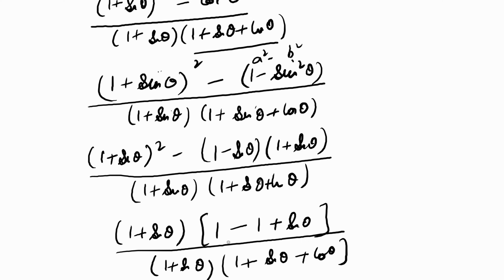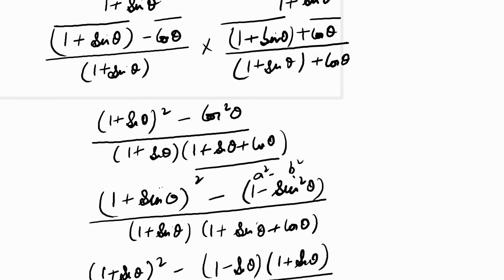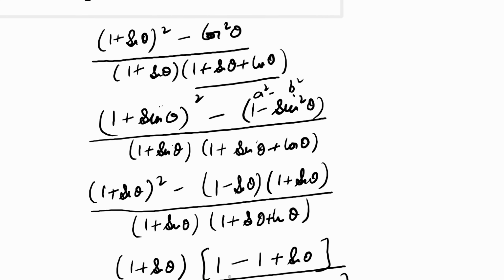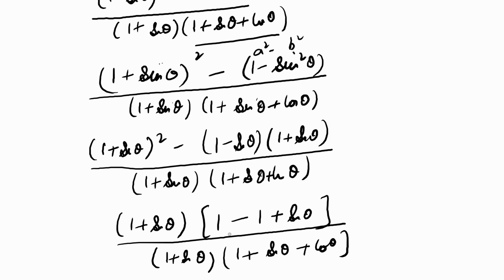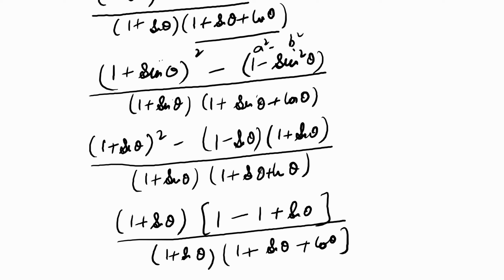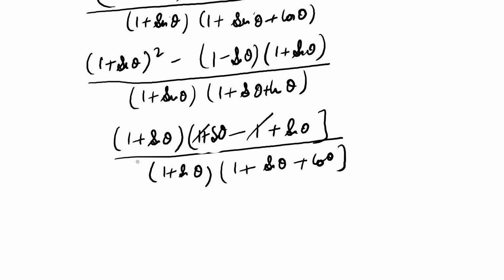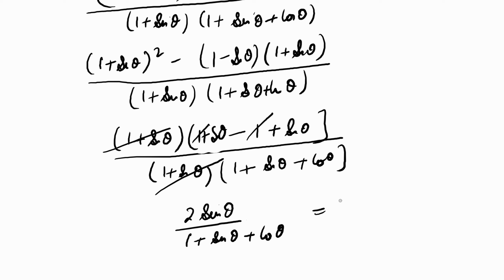So what will happen is, actually I did it wrong over here a little bit. We won't be left with 1, you will be left with 1 plus sin theta. Minus 1 plus 1 will cancel out. This one will also cancel out. So it will become 2 sin theta upon 1 plus sin theta plus cos theta. This is the right hand side. Okay.